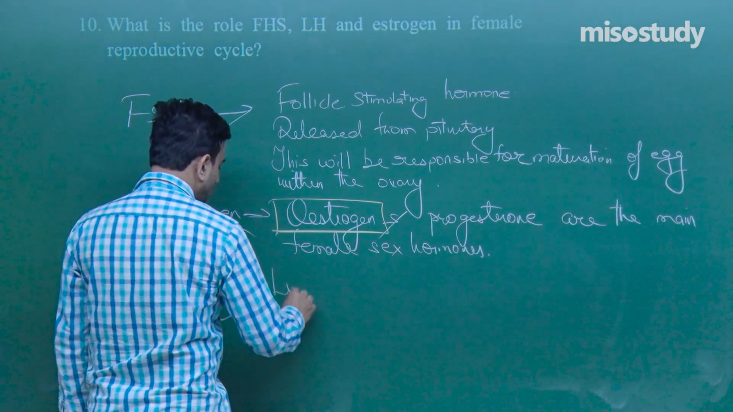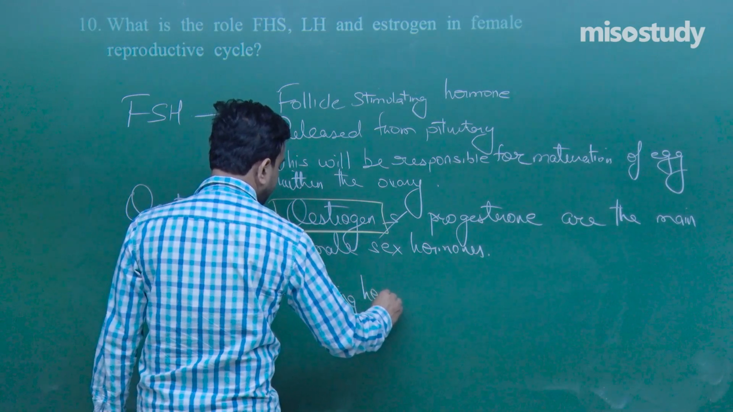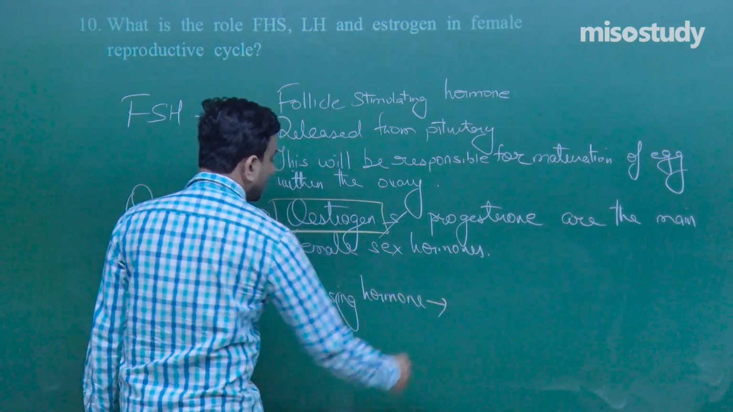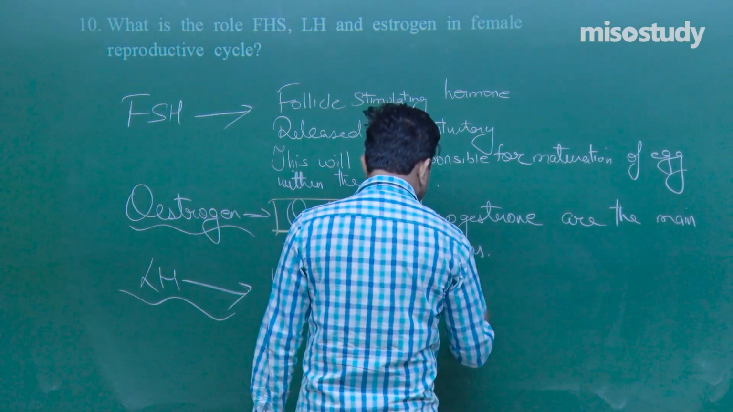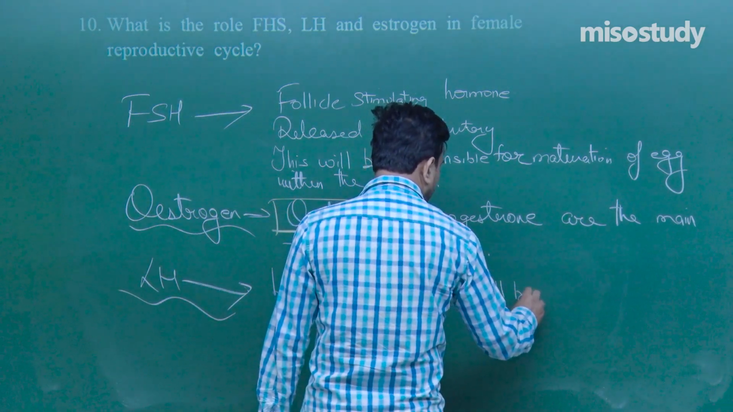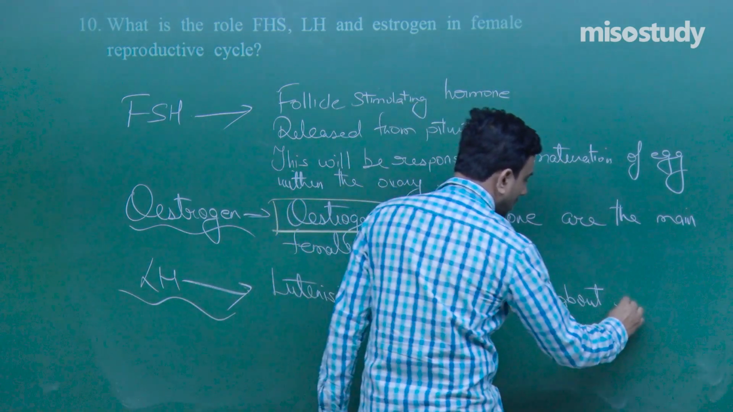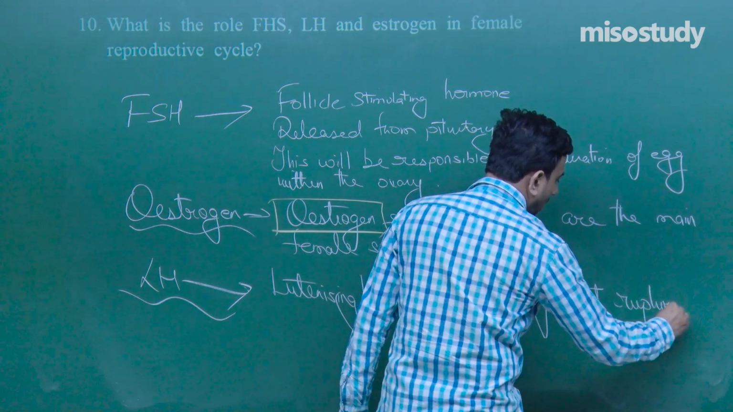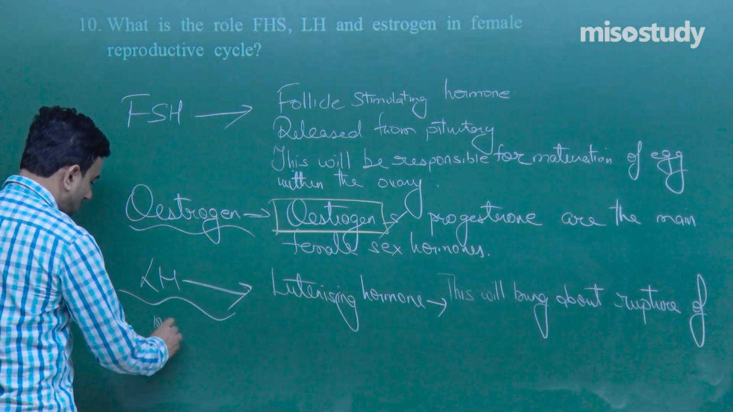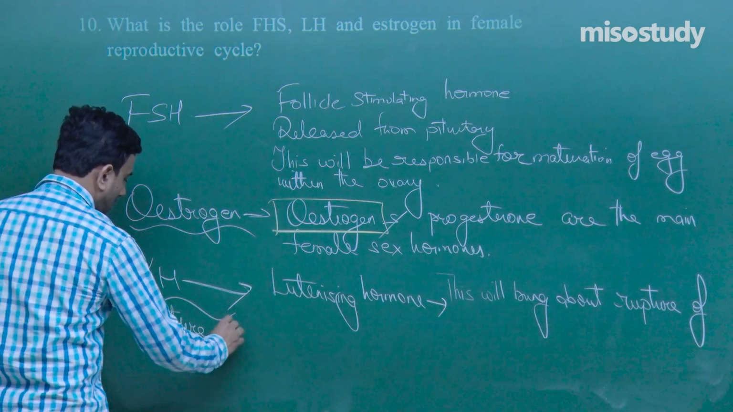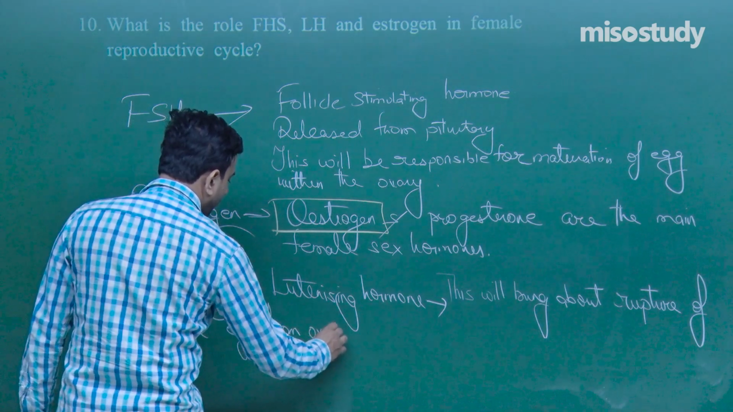The luteinizing hormone, this is called the luteinizing hormone, and this will bring about the rupture of the mature egg from the ovary.